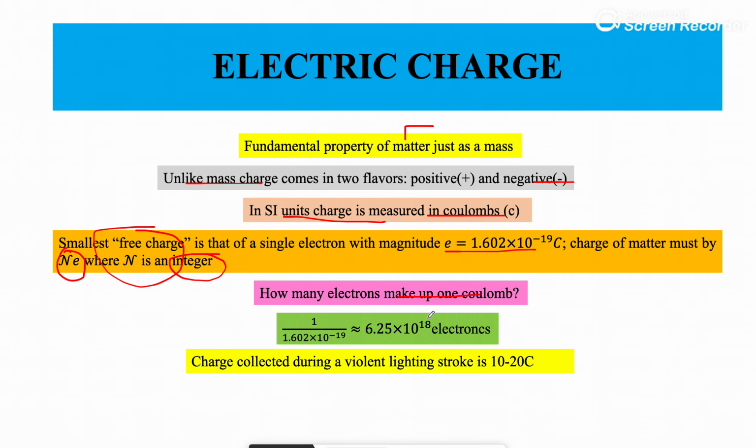This is a huge number of electrons that is required just to make 1 coulomb of charge. To put it in another perspective, if you collect a large charge during a lightning stroke, you will be able to collect only 10 or 20 coulombs. So now you can see that 1 coulomb of charge is really huge, because it requires a huge number of electrons to make up 1 coulomb.